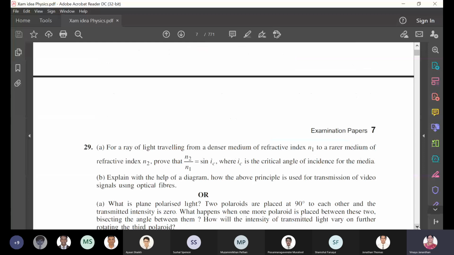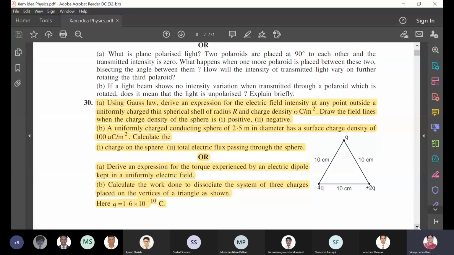Using Gauss's law, derive an expression for the electric field intensity at a point outside a uniformly charged thin spherical shell. Draw the field lines when the charge density of the sphere is positive. So if you have a positively charged sphere, you know how to draw the electric field lines. The field lines should not be inside the sphere, because inside a charged metallic conductor, the electric field will be 0. I'll just show that.